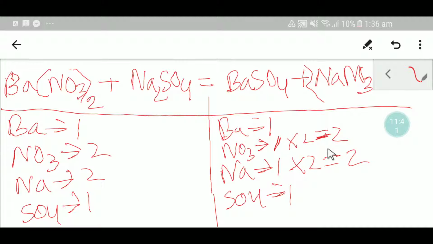Now our barium is balanced, our nitrate 2 is balanced, our sodium 2 is balanced, and sulfur is already balanced. So you can say that this is the balanced reaction, right?